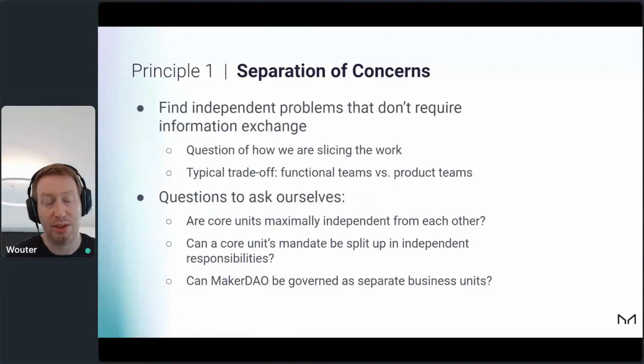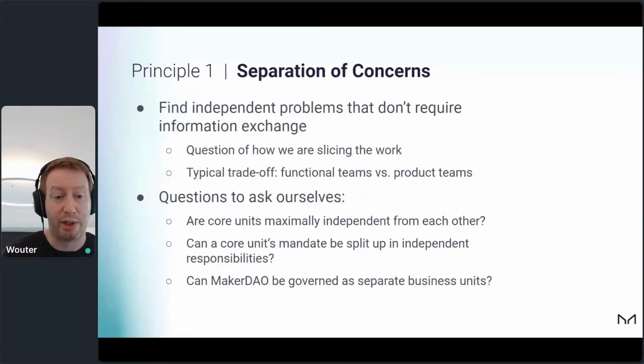So this is a very typical example. So I think looking at the way how the DAO operates, the question we need to ask ourselves is if the different concerns, these independent problems, are they optimally separated from each other? So for example, are core units maximally independent from each other? If there are core units that need to work together in almost every aspect, then probably that's a sign that the work hasn't been separated clearly enough.